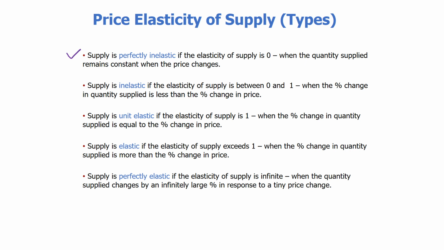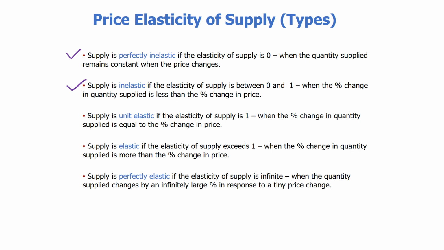Supply is inelastic if the elasticity of supply is between 0 and 1, when the percentage change in quantity supplied is less than the percentage change in price. So in this instance, as opposed to not having a change, there is a change in quantity supplied, but it is less than the percentage change in price. So it's less responsive. Your elasticity of supply is between 0 and 1, and we call this inelastic supply. It's not perfectly inelastic, but it is inelastic.